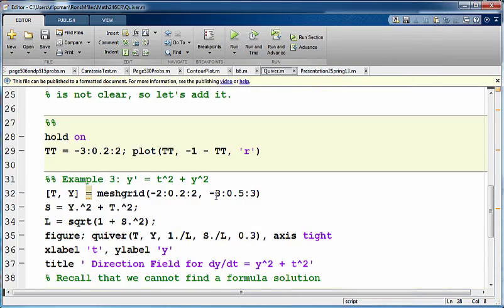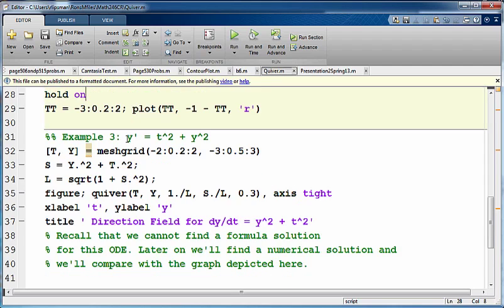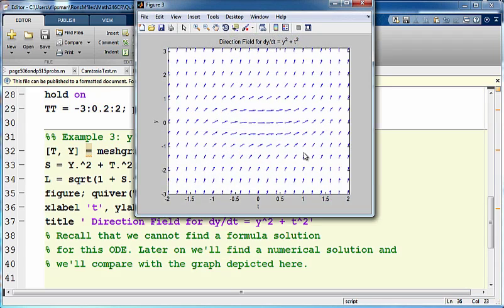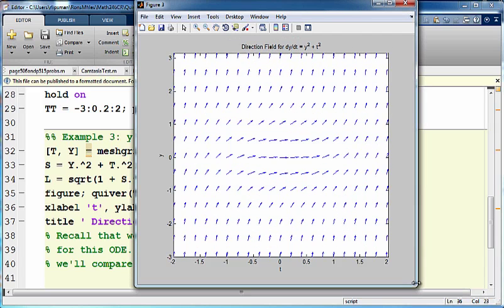And finally, let's look at the third example. Y prime equal t squared plus y squared. This is one that we can't find a formula solution for, but the method is exactly the same. We set up the mesh grid, right-hand side of the differential equation, normalized by dividing by the length, and title it appropriately. It says here, recall that we cannot find a formula solution for this ODE. Later on, we'll find a numerical solution, and we'll compare with the graph depicted. Let's see what the graph is. There it is. So there's your solution. There's your vector field.